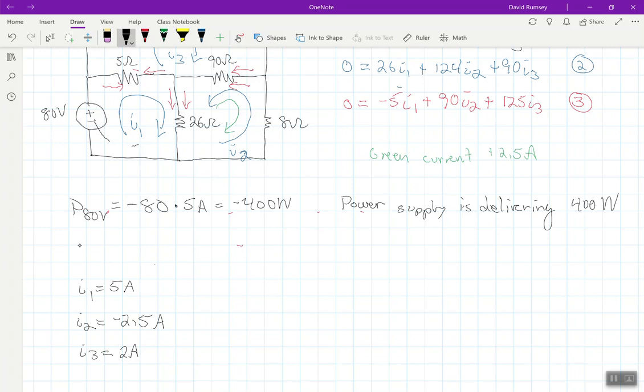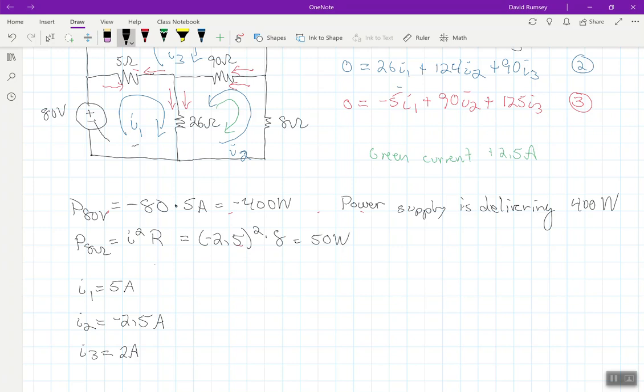And then the power for the 8 ohm resistor, remember we said we were going to just do the current squared times the resistance. Now there's only one loop that's touching that 8 ohm resistor. The only loop that's touching it is I2. So this would be negative 2.5 squared times 8 ohms, which if you do that, I'm just double checking my computation here, you get 50 watts.